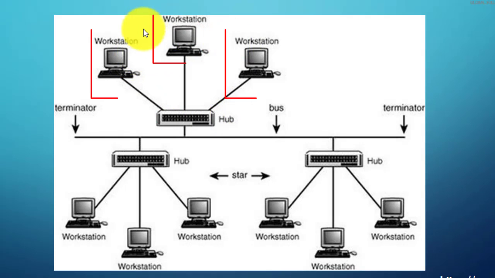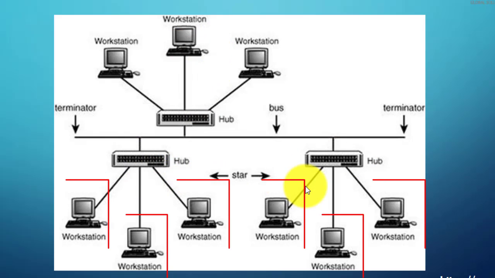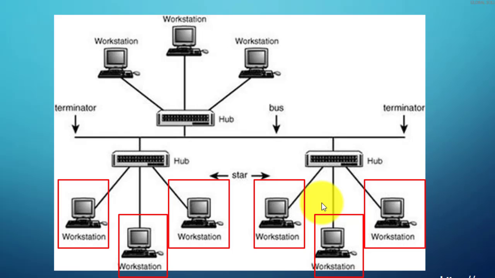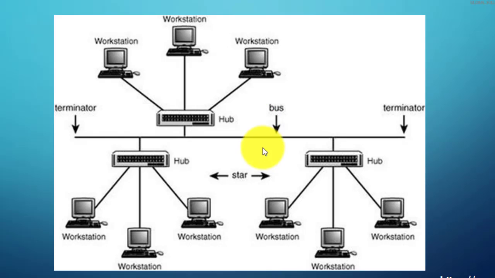The hub is connected to a number of workstations. So you have one star topology on the top and two star topologies at the bottom. In this case, there are totally 3 star topologies which are connected to the main bus topology. So that is why it is a combination of star and bus topology. We call it a tree topology because it basically looks like a tree.